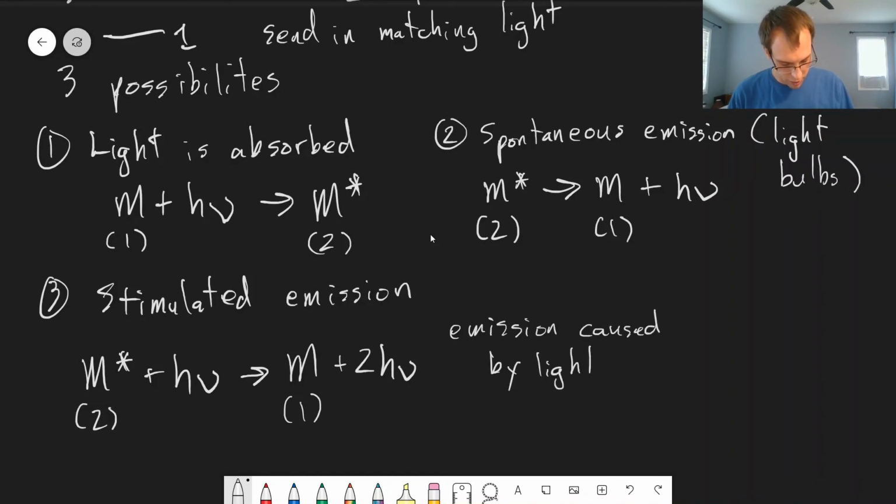So just like the light can cause a transition from state 1 to state 2, it can also cause a transition from state 2 to state 1, and that's what stimulated emission is. So that's our third possibility. An example of this is laser light.